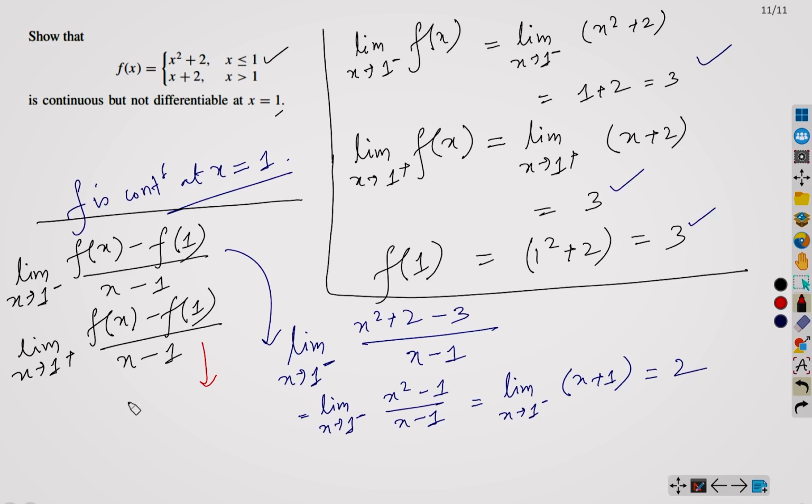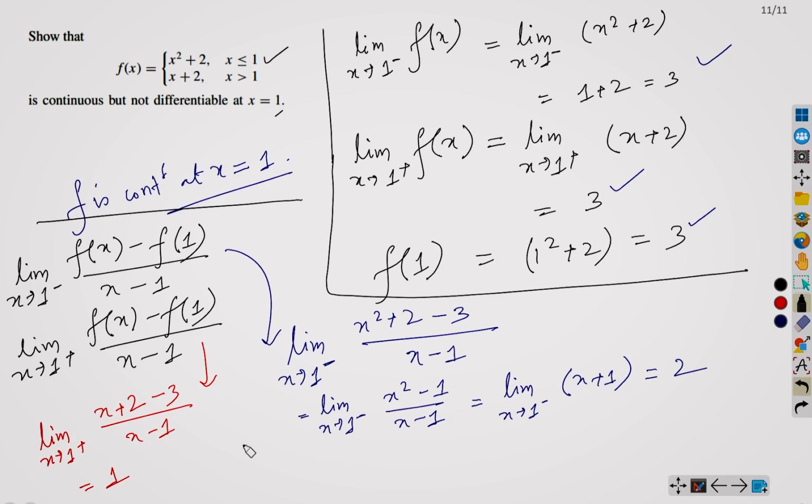Okay, now I am using a different color. We will check this one. We have very little space here, but I will try to manage. We have f(x) as x tends to 1 plus, that is x greater than 1. Therefore it is x plus 2 minus f(1), which is 3, upon x minus 1. If we simplify this, we obtain x plus 2 minus 3, which is x minus 1, and x minus 1 over x minus 1 gets cancelled out, and we obtain the answer as 1.